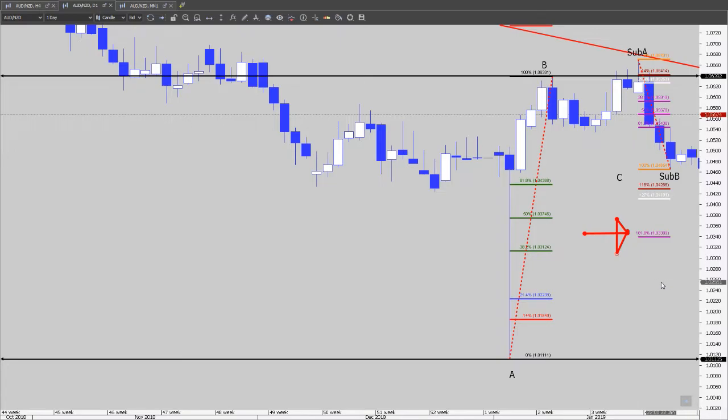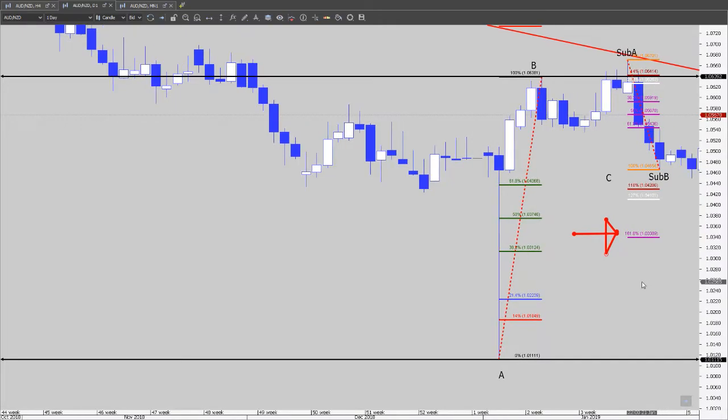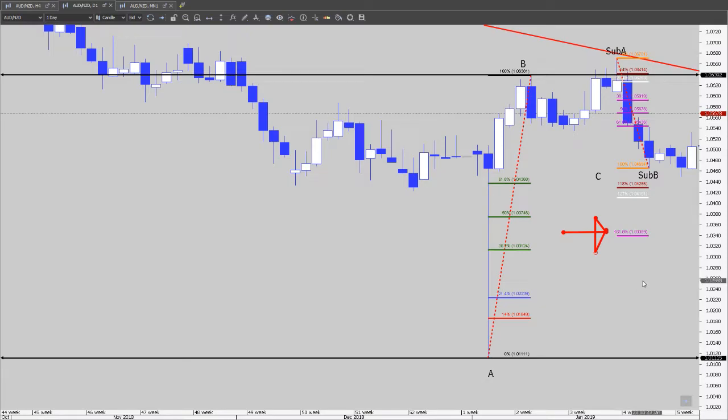Either way, we are not going to enter a long trade, not yet. So let's see what is going to happen. We have our sub A, we have our sub B. Now where is the C of the original one? Now this is the C. Why is this the C?